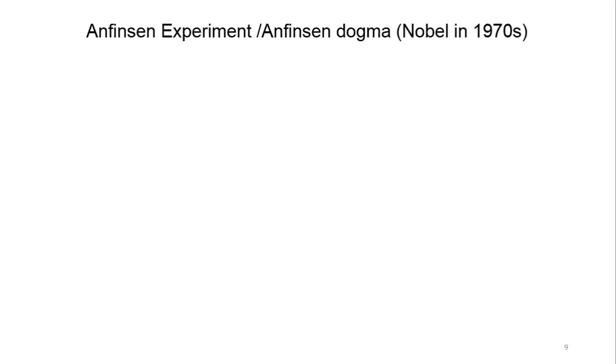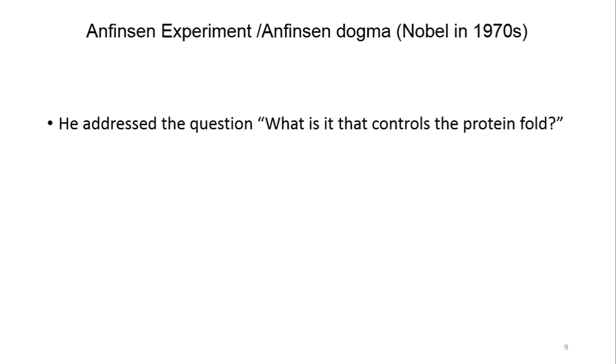Okay, so now let us talk about another concept that is needed in our ab initio protein structure prediction, that is related to Anfinsen's experiment. Some people also refer to it as Anfinsen's dogma, and for proposing this he got the Nobel Prize in the 1970s, right? So what he did is that he tried to find an answer to the question, what is it that controls protein folding.